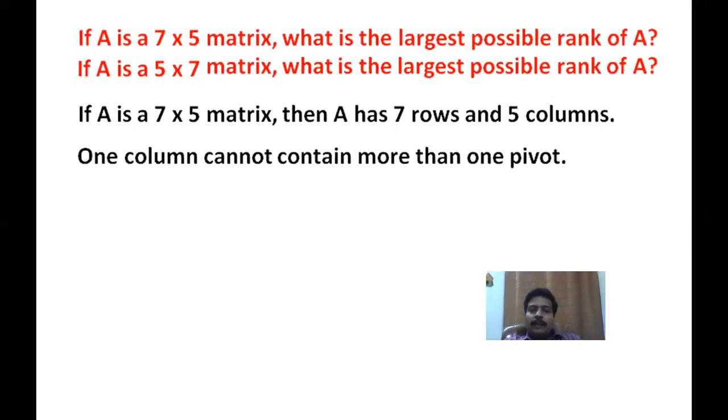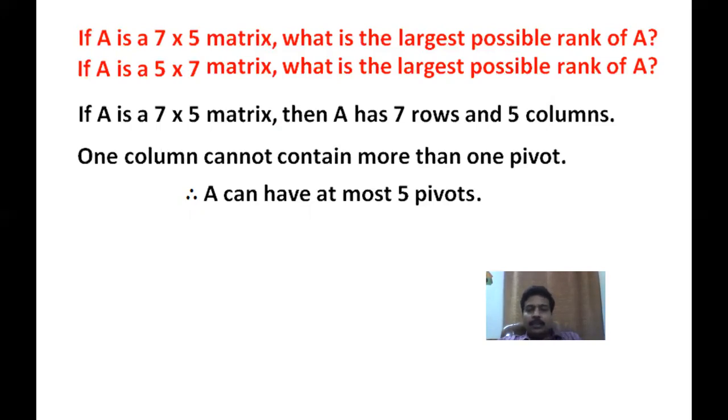So one column cannot contain more than one pivot. So no column can contain more than one pivot. There are 5 columns, so at most there will be 5 pivot columns, not more than that. So A cannot have more than 5 pivots. A can have at most 5 pivots, not more than that.